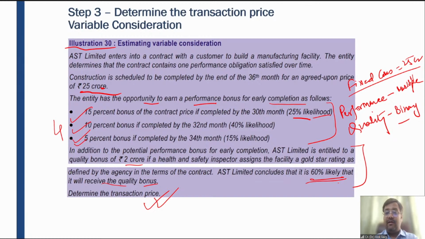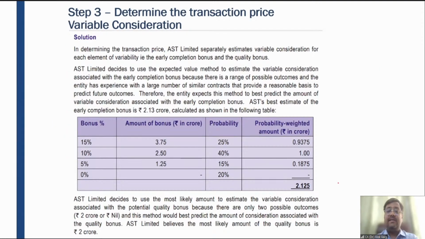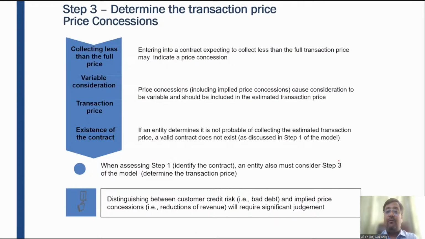So what is the revenue in this case? In this case, 25% chances is that we will receive 15% bonus. 15% of what? 25 crore multiplied by 15%, which is 3.75 crore. 25 crore multiplied by 10%, which is 2.5. 25 crore multiplied by 5%, which is 1.5. And 25 multiplied by 0, which is 0. So going by the probability weighted approach, this is giving me 2.125 of performance bonus. And going by the most likely approach, my quality bonus is 2 crore.